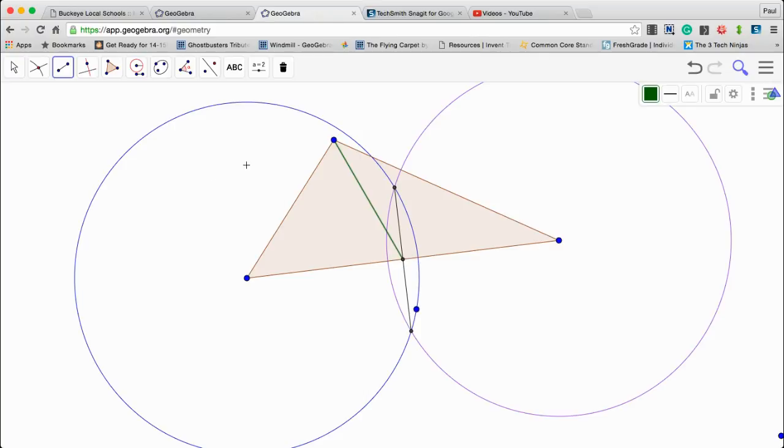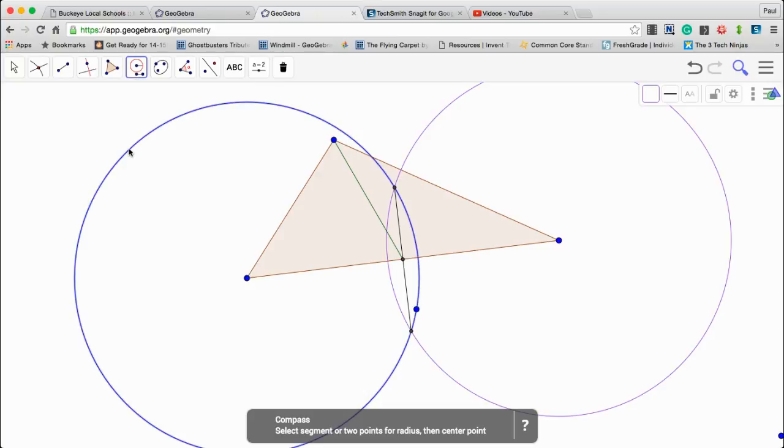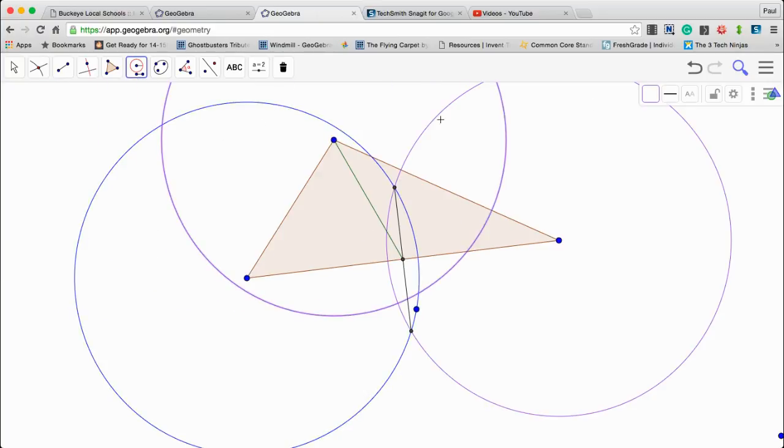All right. So let's do the other one. So we need a circle up here. We need a twin. Twin the blue up there. Let's make it red. All right, we need the intersection of the red and the blue.